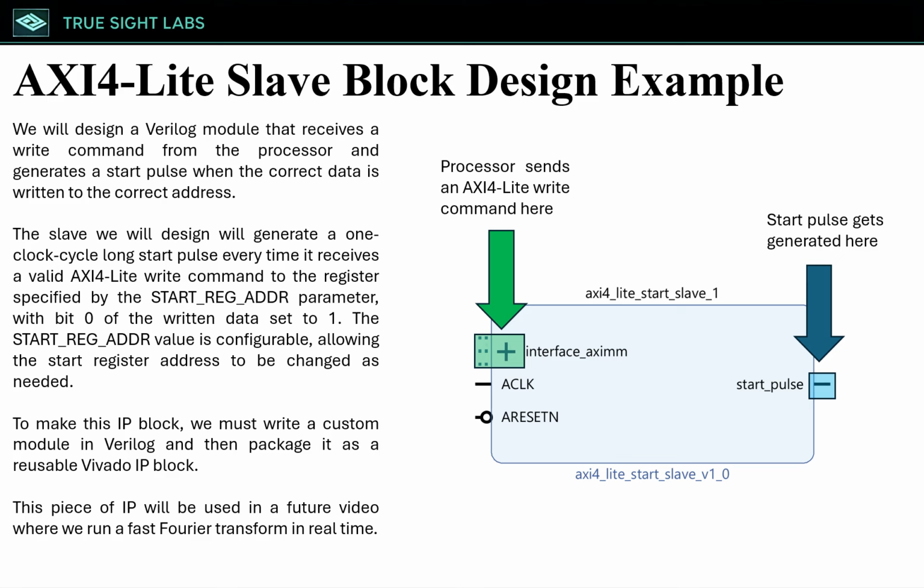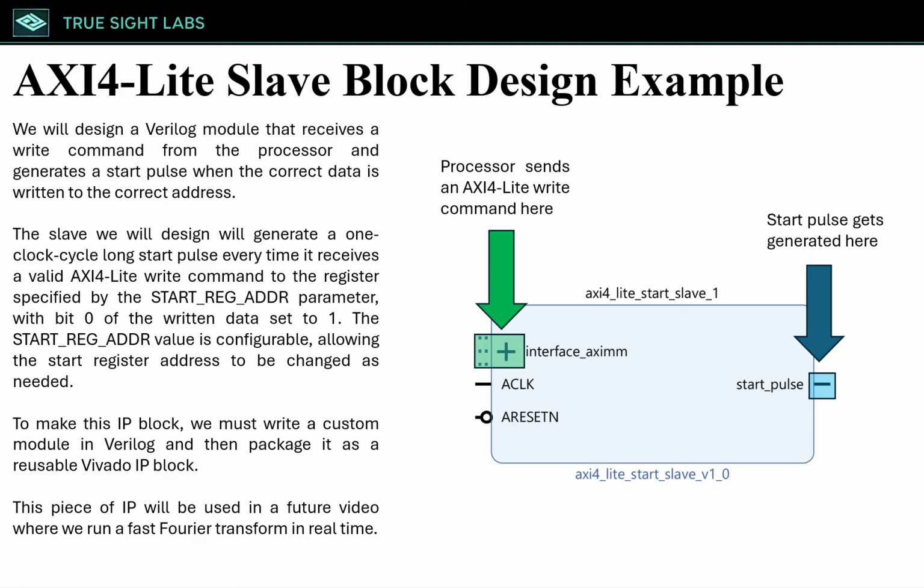As an example, we will design a Verilog module that receives a write command from the processor and generates a start pulse when the correct data is written to the correct address. The slave we will design will generate a 1 clock cycle long start pulse every time it receives a valid AXI4-Lite write command to the register specified by the start reg address parameter, with bit 0 of the written data set to 1. The start reg address value is configurable, allowing the start register address to be changed as needed.